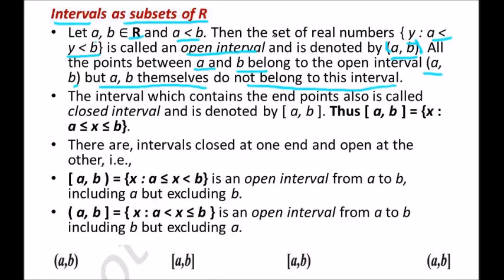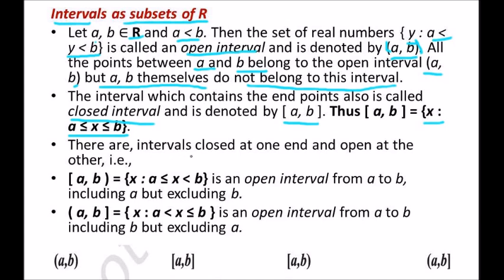The interval which contains the end points also is called a closed interval and is denoted by square brackets [a, b]. That is, the closed interval [a, b] is equal to the set of all x such that a less than or equal to x less than or equal to b.